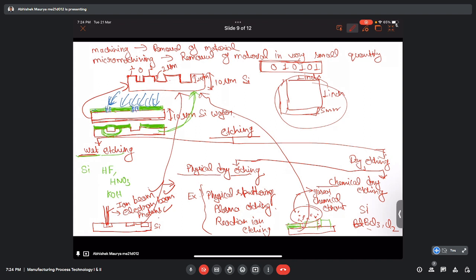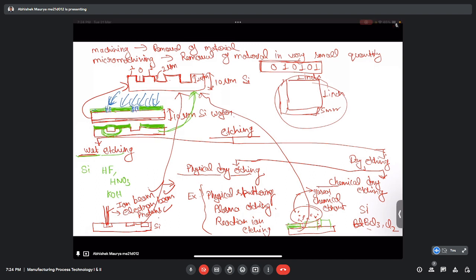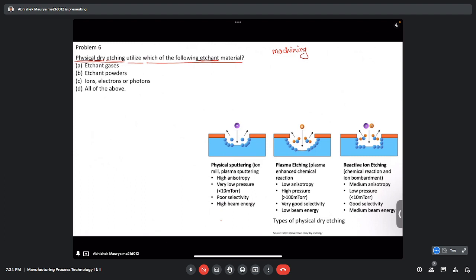So these are the categorizations of the etching process. So wet etching, dry etching, and there are two types of dry etching: physical dry etching and chemical dry etching. Here are a few examples of physical dry etching. One is physical sputtering. Here high energy plasma ions are coming, and hitting the atoms, and the atom is getting away. That is sputtering.